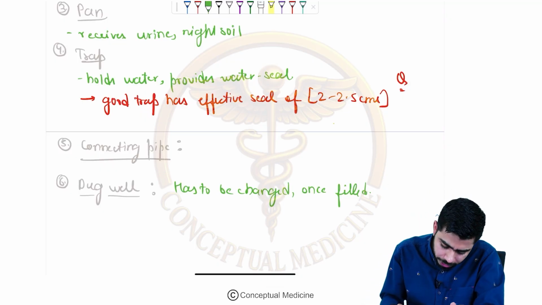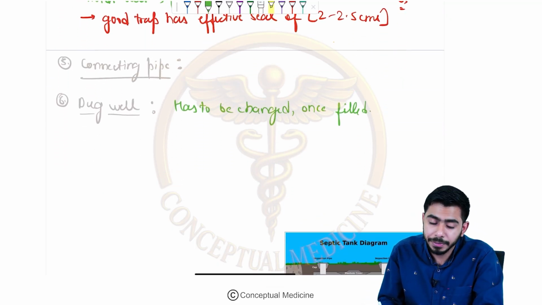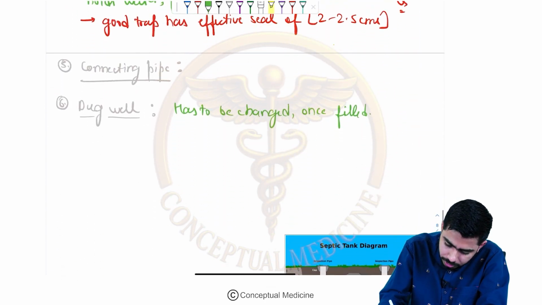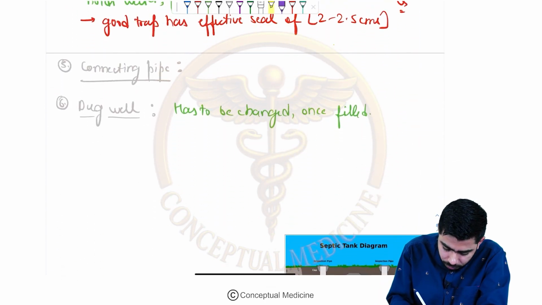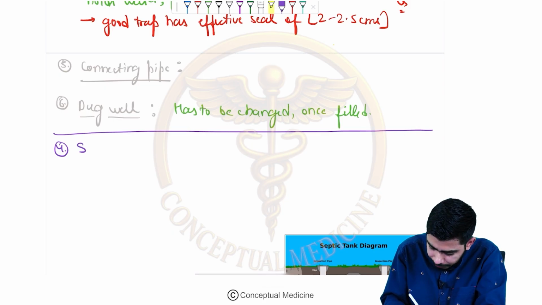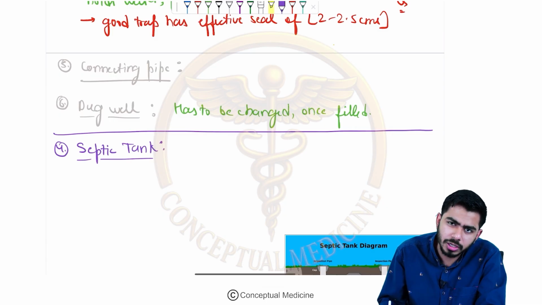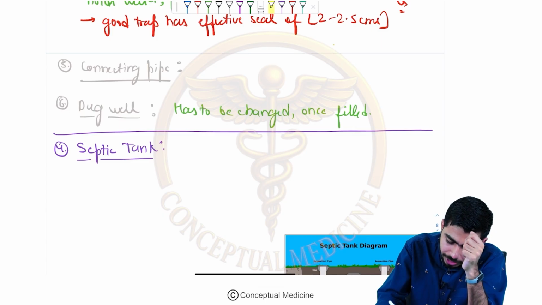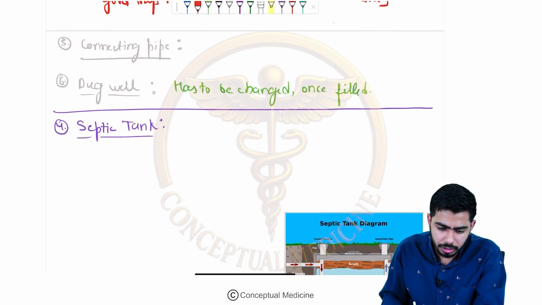Now we shall talk about the next point, that is the septic tank. The next method, the fourth method over here, is the septic tank. So let's talk about the septic tank also. Let me talk about some very important salient features of the septic tank.